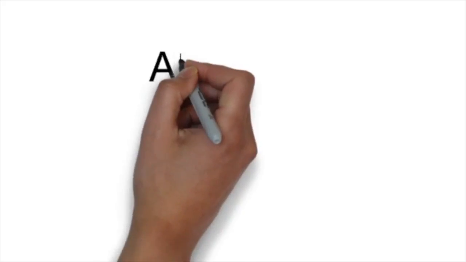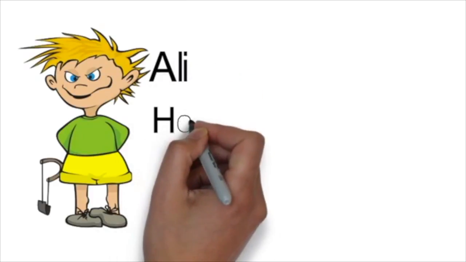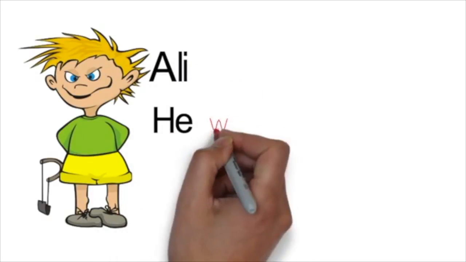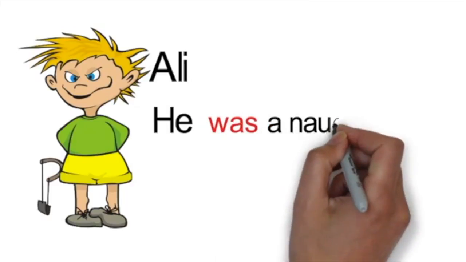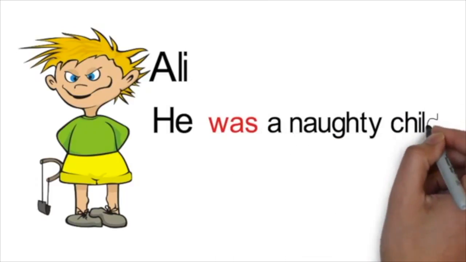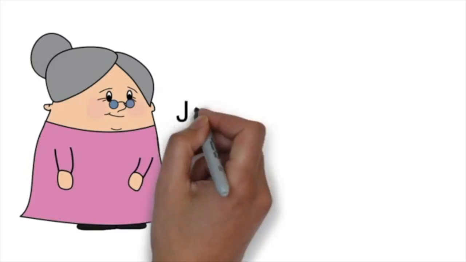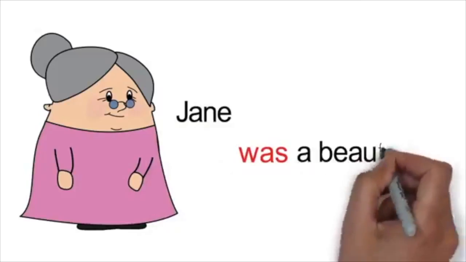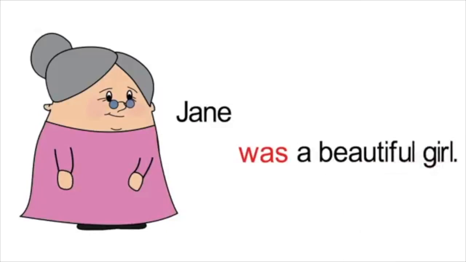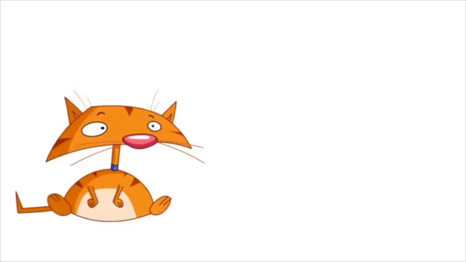Remember, Ali is a he, and the pronoun he agrees with was. So the sentence Ali was a naughty child could also be he was a naughty child. In the sentence Jane was a beautiful girl, Jane could be changed to she, and she agrees with was, so it could be she was a beautiful girl.